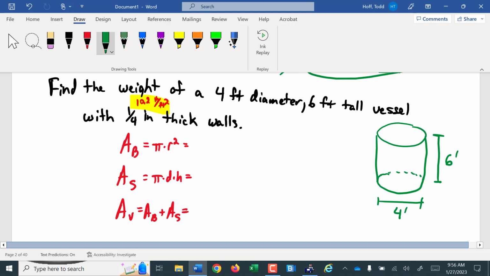So you might not be completely done, but let's take a look and see if you're heading in the right direction here. First we're going to find the area of the bottom. What numbers do I put in here for the area of the bottom? 3.14, yep, times radius squared. Our radius is going to be 2, half of the 4. 4 foot is the diameter, so 2 foot radius. So what is that? 12.56 square feet.